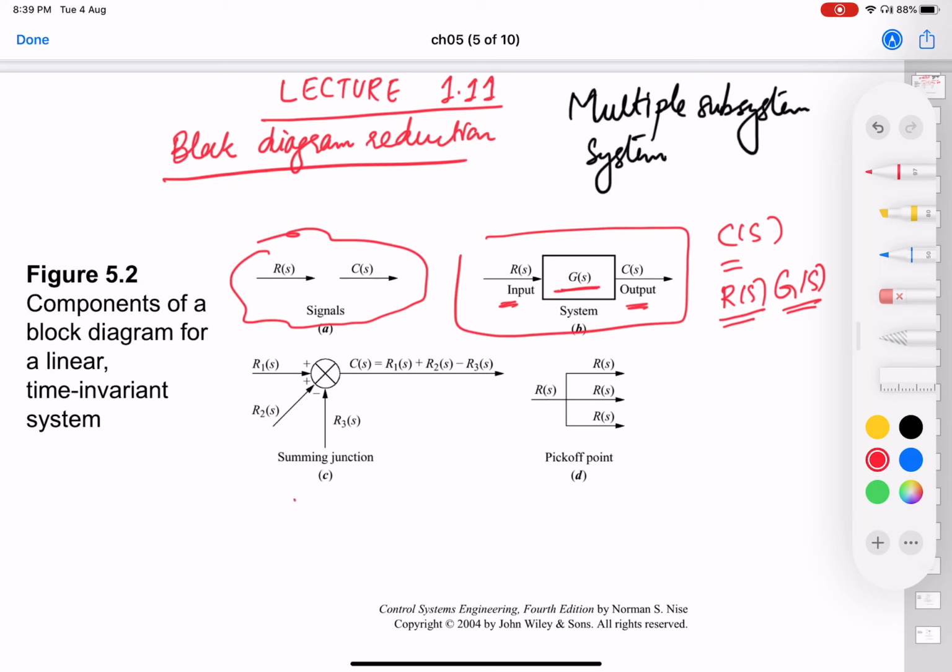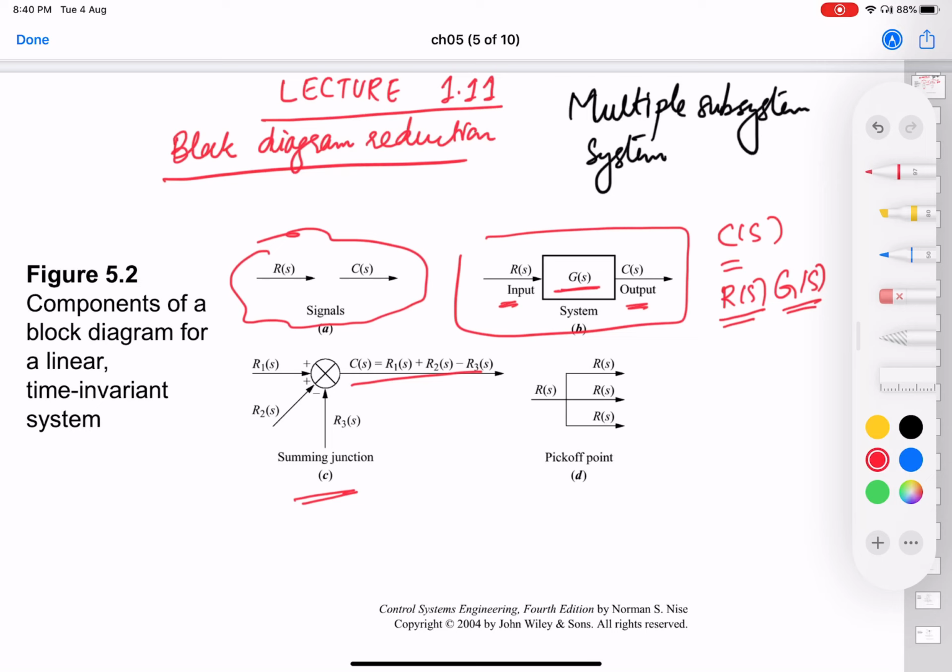Then you have the summing junction. We have also seen this. You have three signals entering here. One is entering with a plus sign, R1, the other, R2, with a plus sign, and the third is being subtracted. The signal at the output is C(s). It is going to be the sum of R1 and R2, and you have to subtract R3, so R1(s) plus R2(s) minus R3(s). Please remember that we are drawing everything in the s domain, so that is why everything is a function of s.